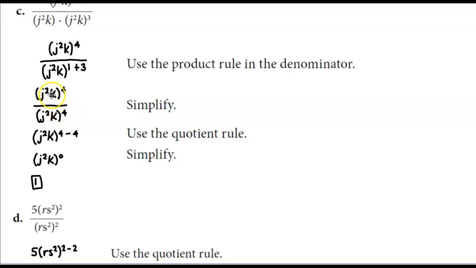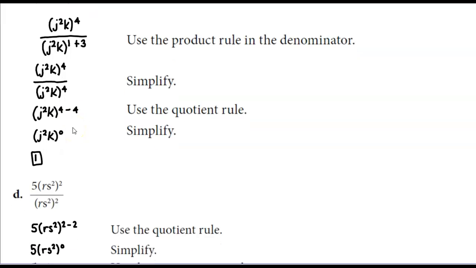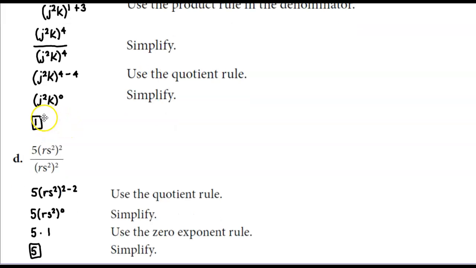So now we're dividing with the same base, which means we need to subtract our exponents. So we have the base of j squared k to the power of 4 minus 4, which then becomes a power of 0. Regardless of what the base is, if it has a power of 0, then the answer is going to be 1.